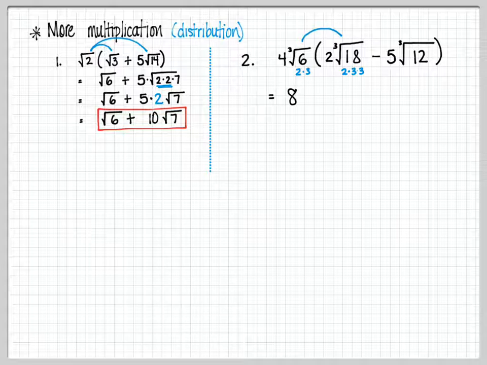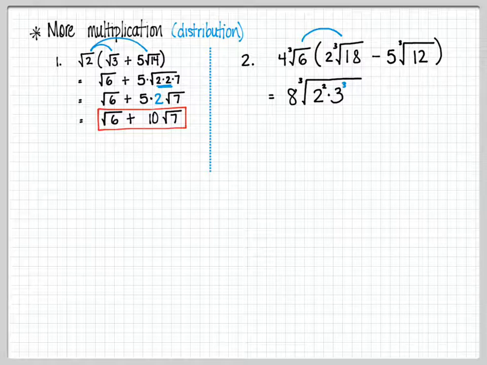And the cube root of, well, 6 can be written as 2 times 3, and 18 is 2 times 3 times 3. Well, I've got 3 times 3 times 3, that's 3 cubed, which means a 3 can come out. But the 2 times the 2 is going to have to stay behind. So you see what I've got there? 2 squared times 3 cubed.